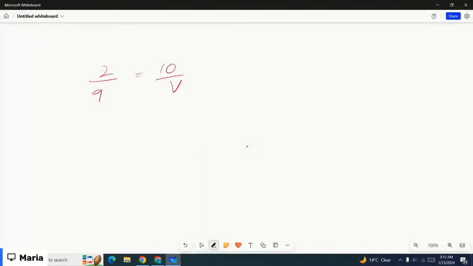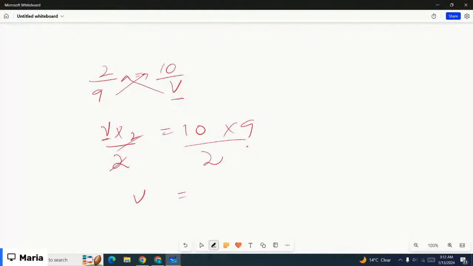You need to find the value of v, just cross multiply, right? So you have v times 2 equals 10 times 9. You need to calculate the value of v only, so you need to divide both sides by 2. 2 divided by 2 is 1, so you are left with just v, and 10 divided by 2 is 5, so 5 times 9 is 45. That means the value of v is 45, right?